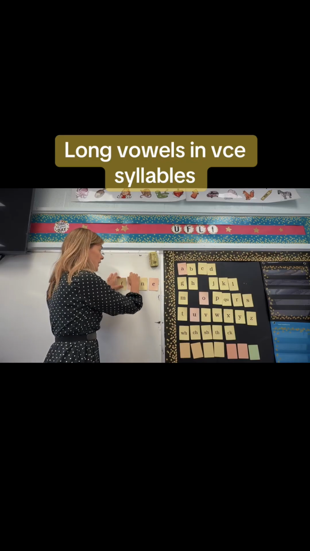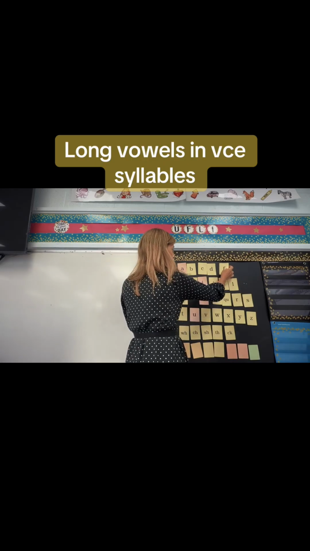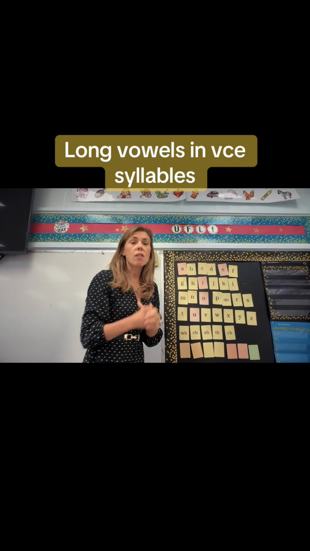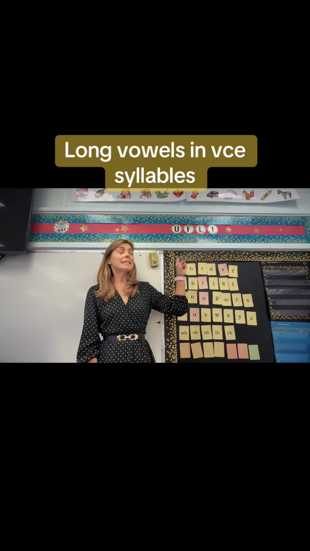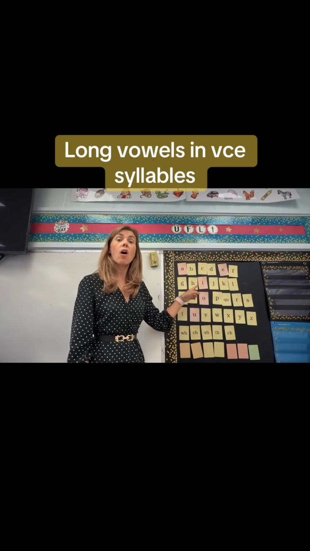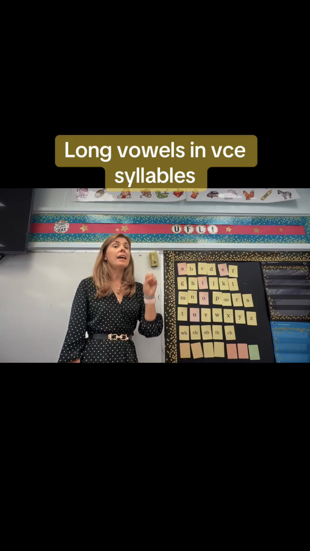So the E at the end of a word makes the vowel say its name in most words. There's always rule breakers because the English language is just tricky to learn. So let's go over the long vowel sounds again. Long A says A. Long E says E. Long I says I. Long O says O. And long U says U and oo.